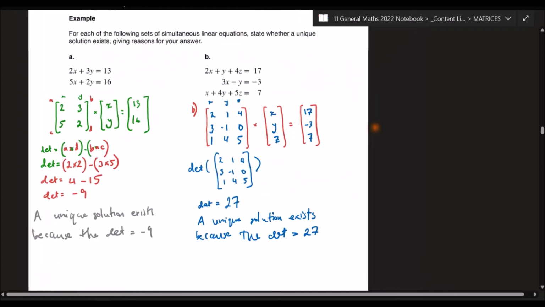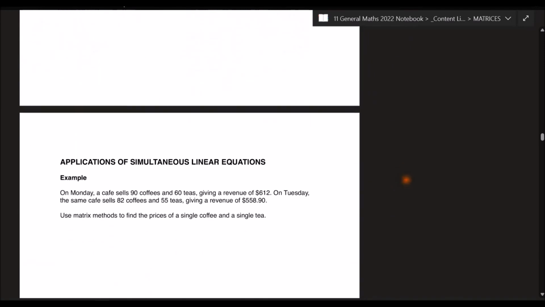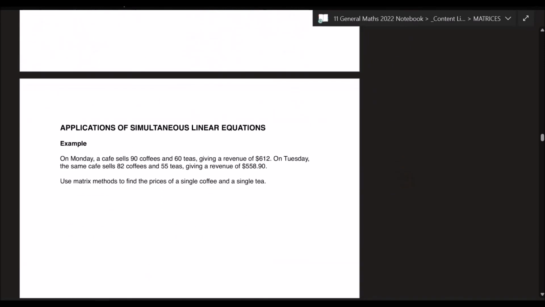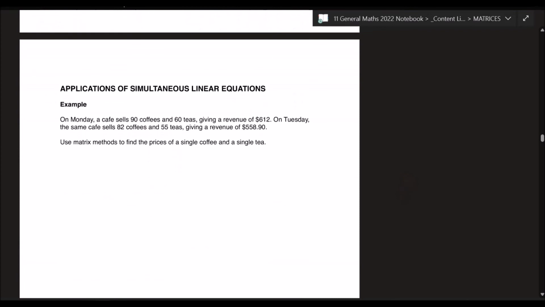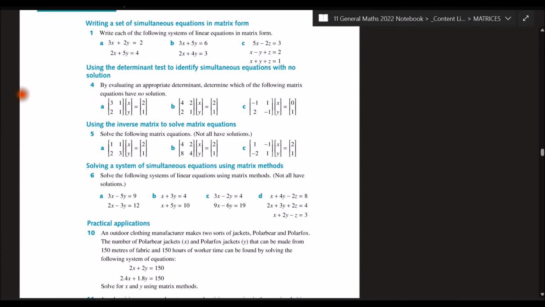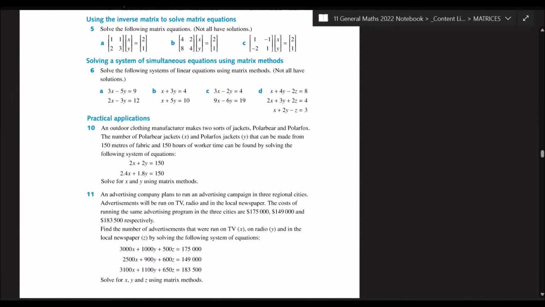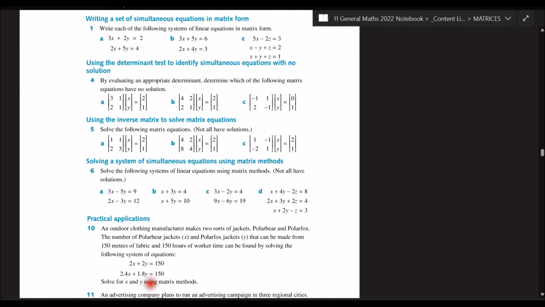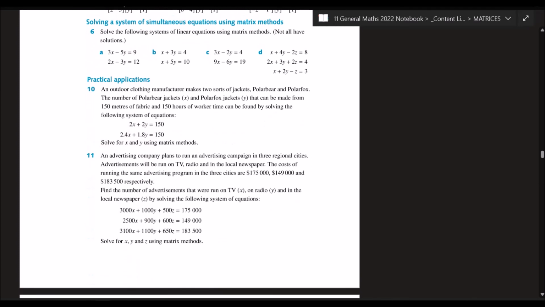Okay, all right, we're going to pause it there. I'll get you guys to now work through the questions for 12B, and then we'll come back and we'll do the practical questions as well. So you pause the video and start working, and then when you finish questions 1 to 6, watch the video again for the tutorial on practical questions.